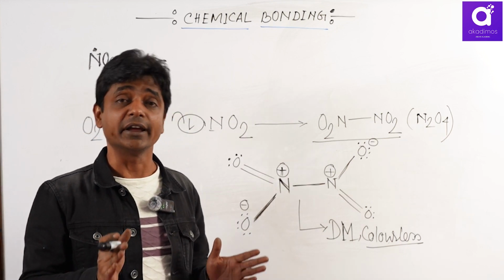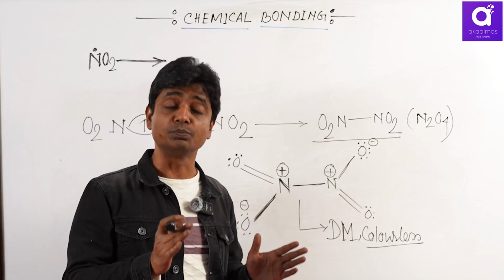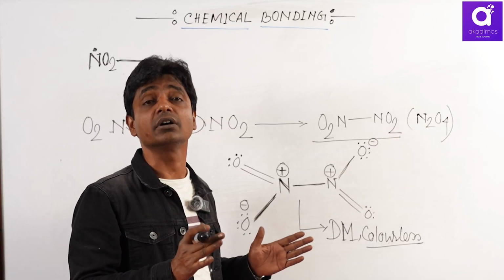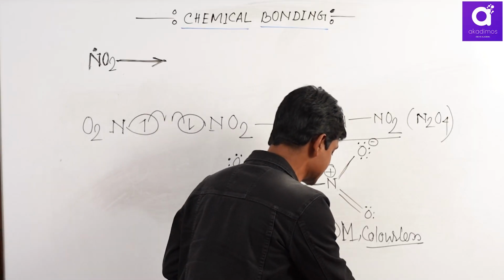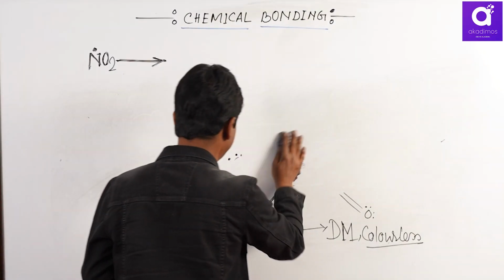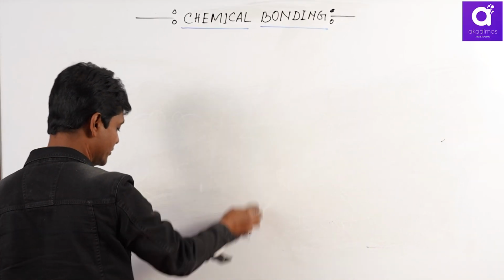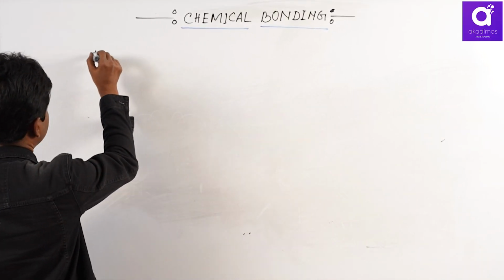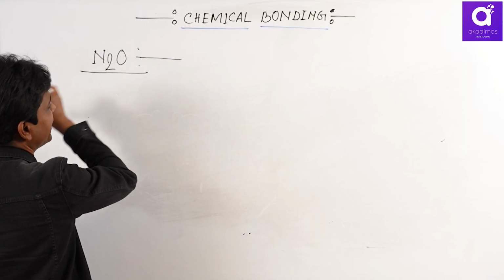What you got? NO2 is an odd electron molecule. It can form NO2 minus, it can form NO2 plus, it can go through the dimer, that means N2O4. Now I will discuss another example. See, N2O, you know, laughing gas, N2O, nitrous oxide, which is laughing gas.